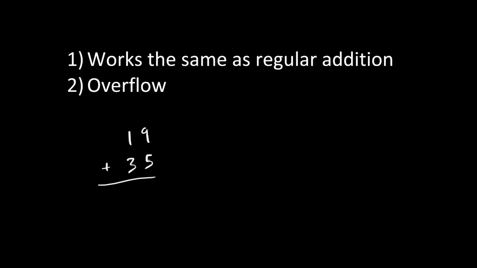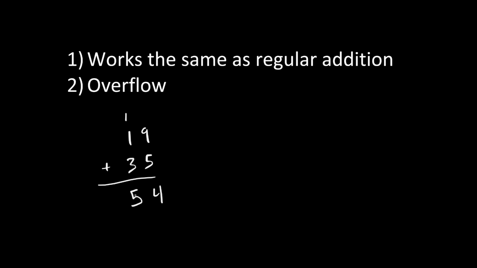So you start one column at a time, going right to left. 5 plus 9 is 14, carry the 1 to the tens place, the 4 goes down in the ones place. 3 plus 1 is 4, then you've got your leftover 1 up there, 5, it's 54, done. The addition we're going to be doing is no different than what you already know how to do.